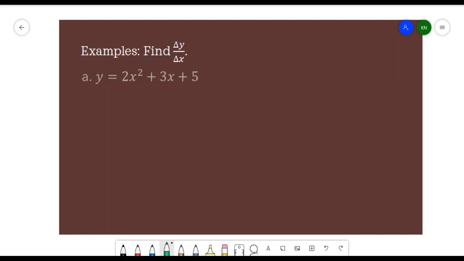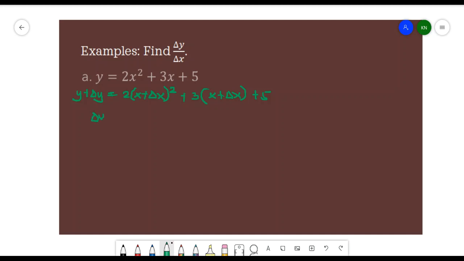Again, we need to replace y by y plus delta y. And then also the x, we need to replace by x plus delta x, and then we have the squared. Again, all the values of x, we replace by x plus delta x, and then we have the 5. Afterwards, we need to isolate delta y, so we move y to the other side of the equation.